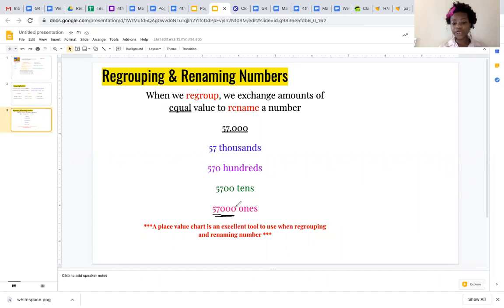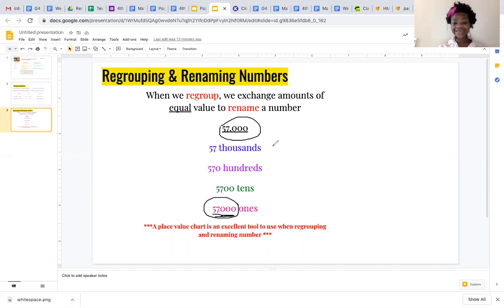We need more ones in order to come up with this number. We need this many ones, okay? We're going to need less tens because tens are more than ones, okay? So we're going to need 10 times less tens in order to get 57,000, and so on and so forth.